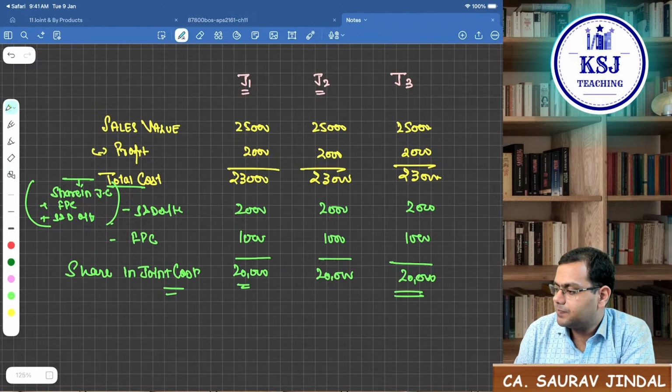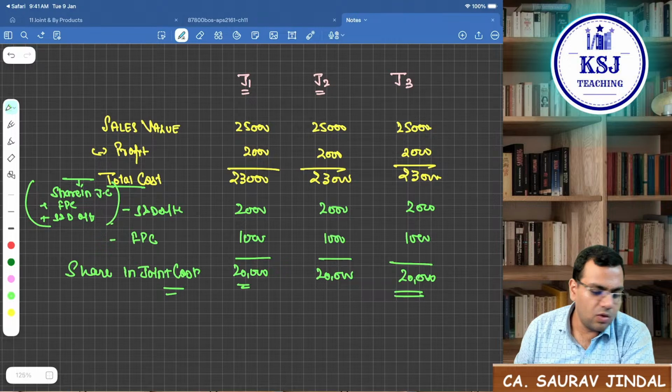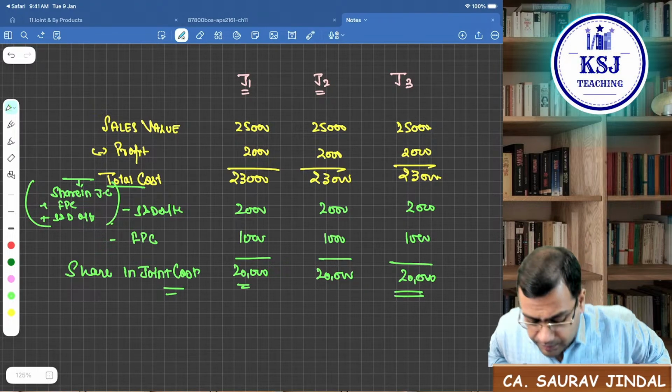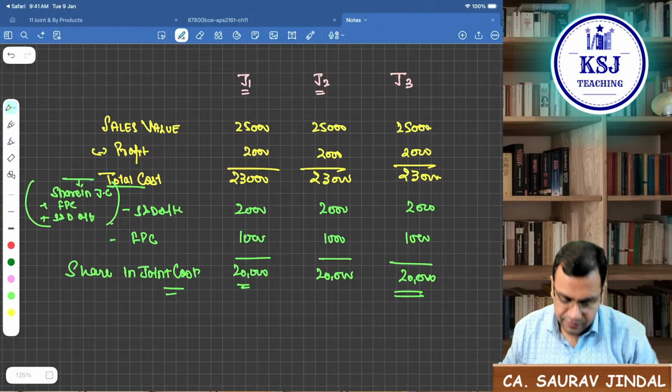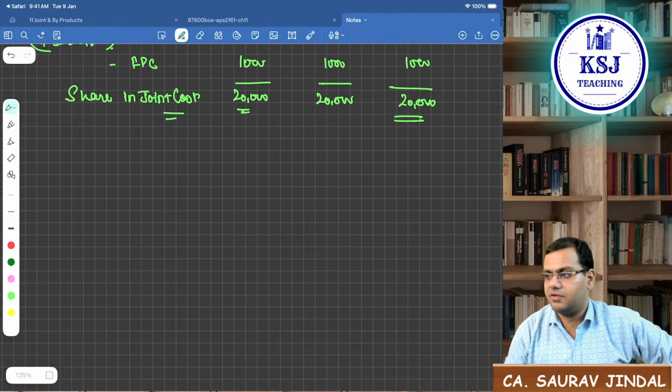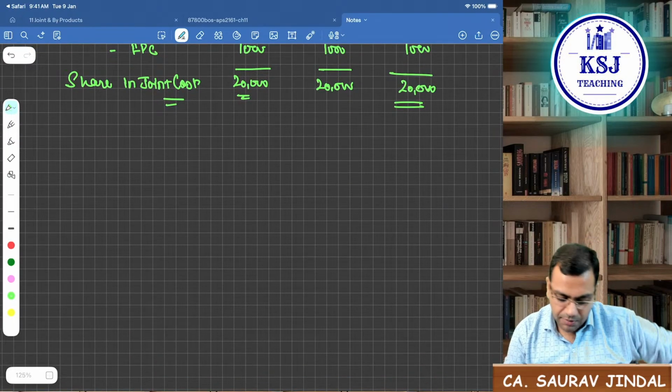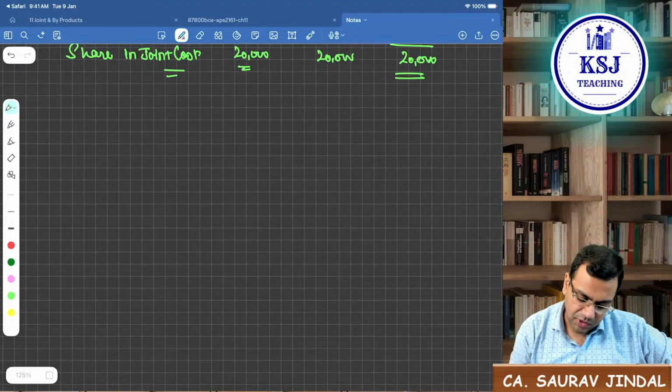Okay, clear? Fine. Then we will see what is next. Done. Fine. Now we'll see the byproduct part of it. How to apply the reverse cost method in the byproduct.